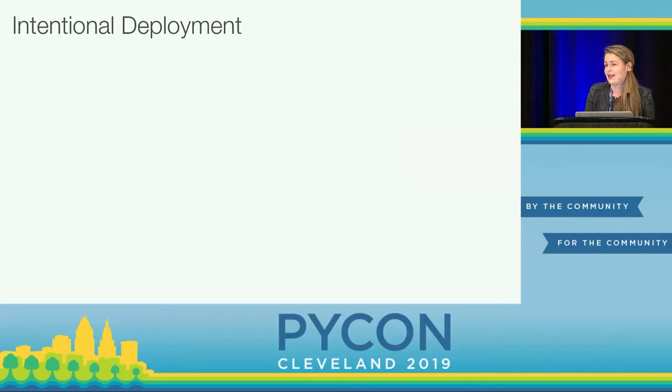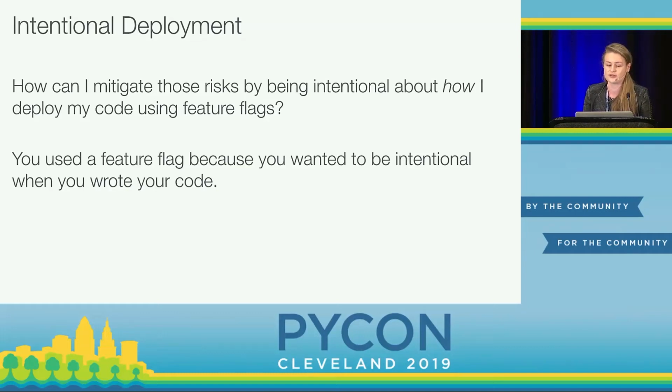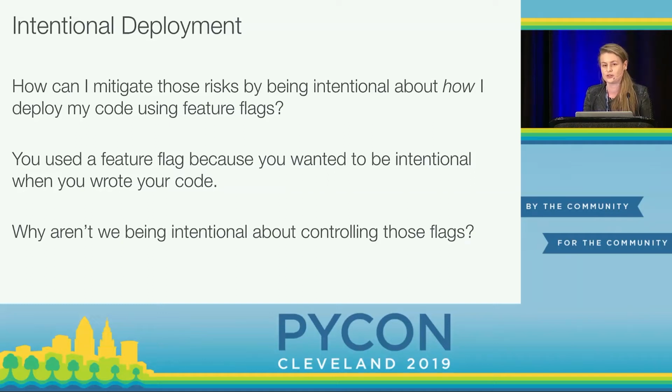So everybody's terrified now. We're using feature flags. We're going to go under in 45 minutes, right? No, because we came to this talk. We're all going to be intentional about how we deploy with feature flags, right? So we're going to think about mitigating these risks by being intentional about using feature flags. Because when it comes down to it, you used a feature flag in the first place because you wanted to be intentional when you wrote your code. So why are we not being intentional about controlling those flags once they're in production?